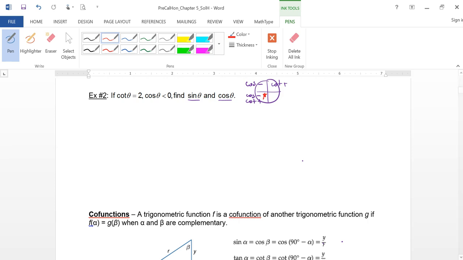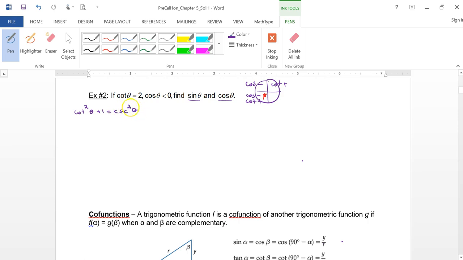Now, you can totally do this using the triangle, but you're not allowed to. I will take points off otherwise. So here's what you do. You have to use the identities. You're given cotangent. Find an identity that relates cotangent to either sine or cosine. Well, what's cotangent squared plus 1? Cosecant squared theta.